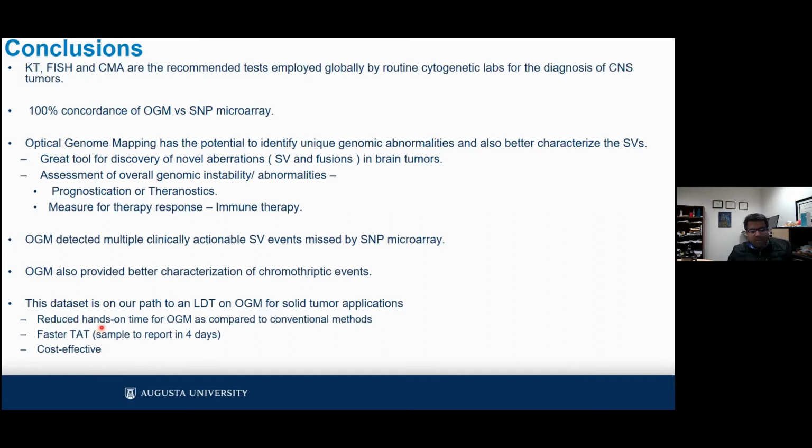One is reduced hands-on time for OGM as compared to conventional methods, especially SNP arrays or karyotype. A faster turnaround time, again, as compared to karyotype, and it is definitely cost-effective per sample basis, again, as compared to FISH, karyotype, or microarray. So overall, our initial experience with optical genome mapping in solid tumors has been phenomenal. We're continuing this journey, and we're looking for collaborators and additional partners to put together this analysis of optical genome mapping in solid tumors, especially focused on adult brain tumors.